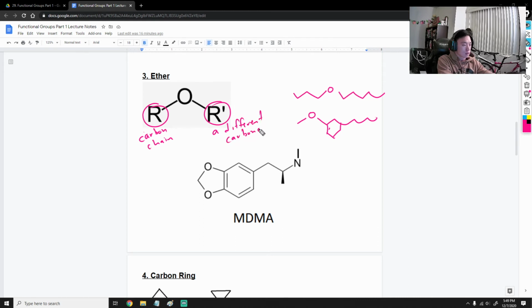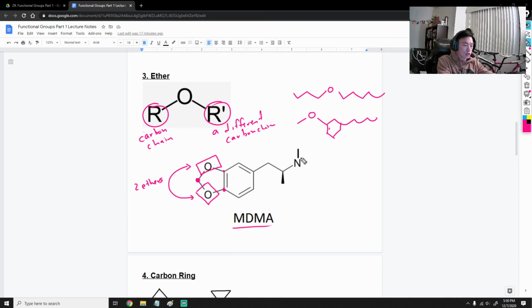Okay. All right, so a real world example might be MDMA. The street name for MDMA is ecstasy. Now, if you look at ecstasy, MDMA, you're going to notice that right here you have an O connected to a carbon here and a carbon here. But you're also going to notice that there's another O right here, which is connected to a carbon and another carbon. So in MDMA, there are going to be two ethers.